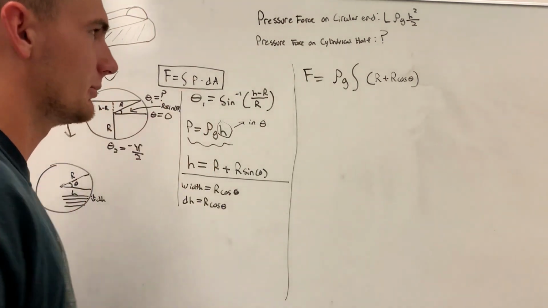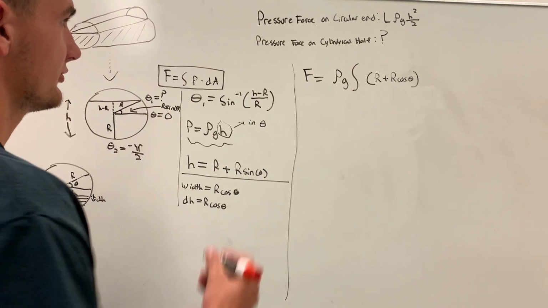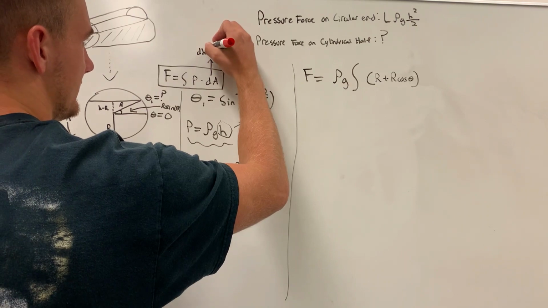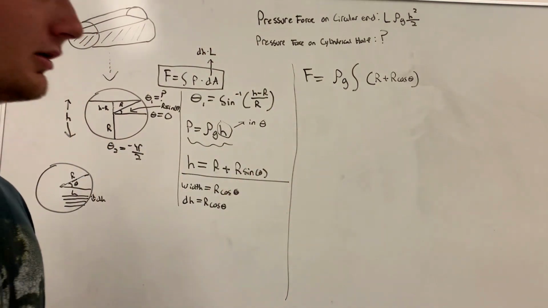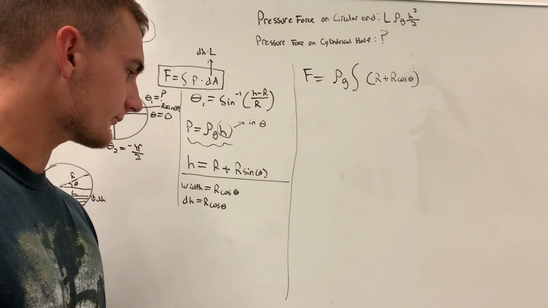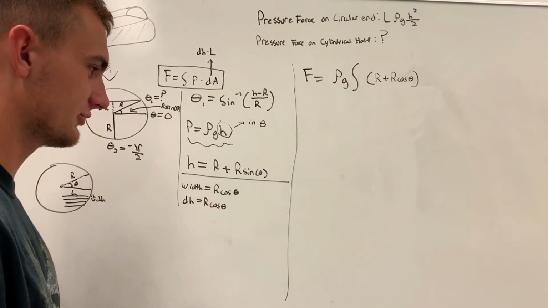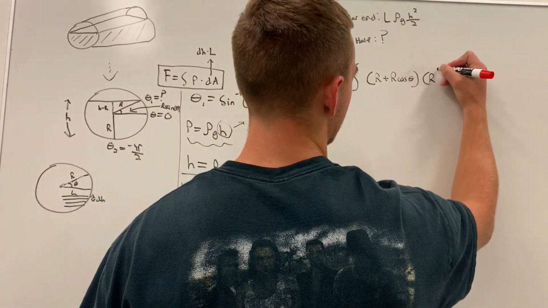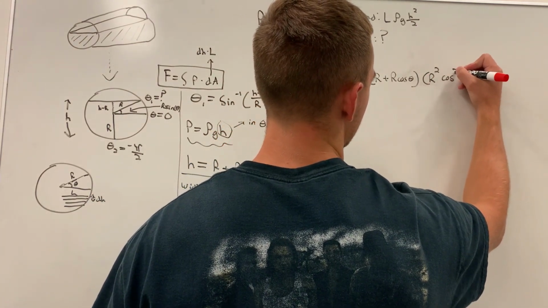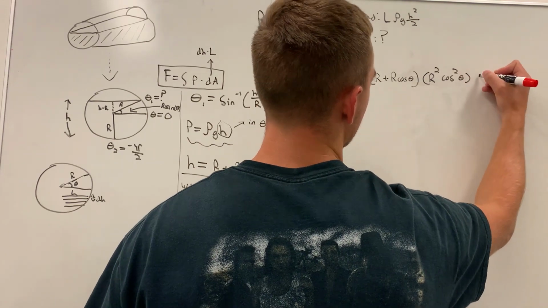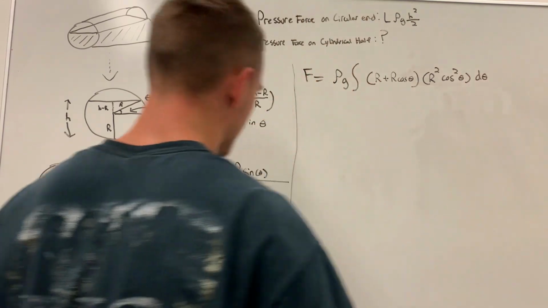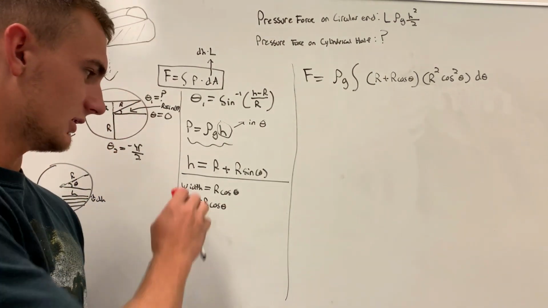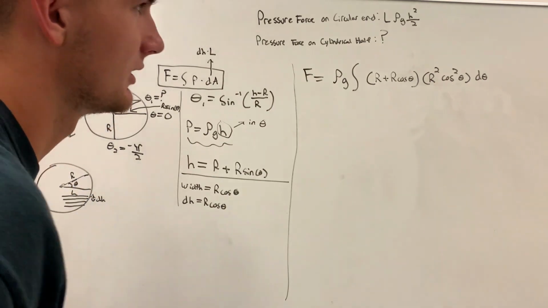And this will be multiplied by our differential area, and our differential area here we know is the differential height times the length or the width of the circle here. Well, we found the width and we found the differential height, so this will be R squared cosine squared theta d theta, again just multiplying R cosine theta by R cosine theta multiplied by differential height.